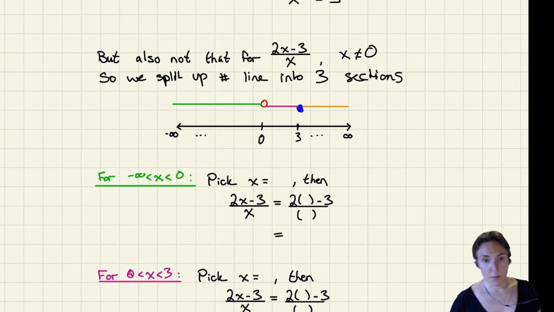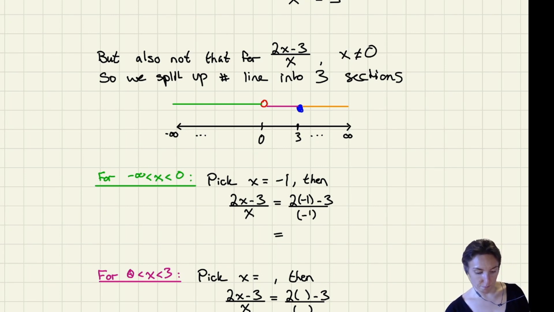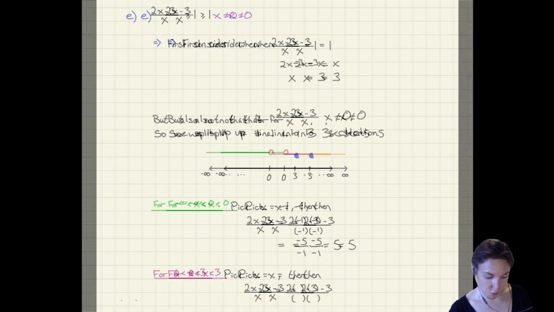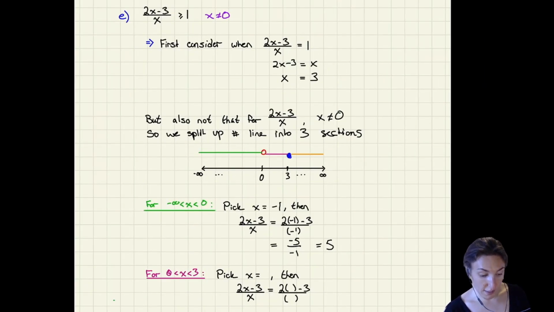So again, we're going to pick some number between negative infinity and 0. I'm just going to pick negative 1 because 1s are easier for me to work with. So negative 1. This is going to give me negative 2 minus 3, that's negative 5 over negative 1. The negatives cancel, so this is equal to positive 5. Okay, is this greater or equal to 1, which is what we want in order for this to hold? Yes, it is. So that is good. We are happy.